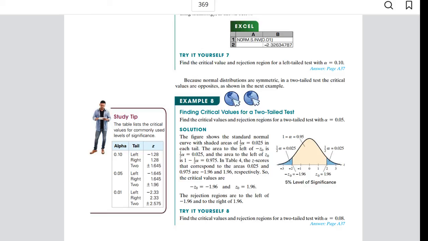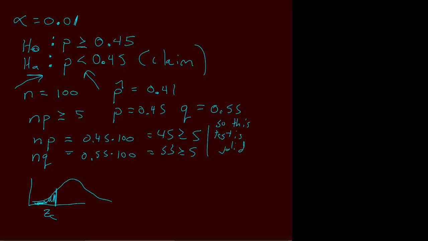I'm going to go back to my blackboard, and I'm going to write down my Z critical. So my Z critical is negative 2.33. All right, and that defines my rejection region. Notice how everything is really defining a rejection region. Well, now we calculate our Z score.